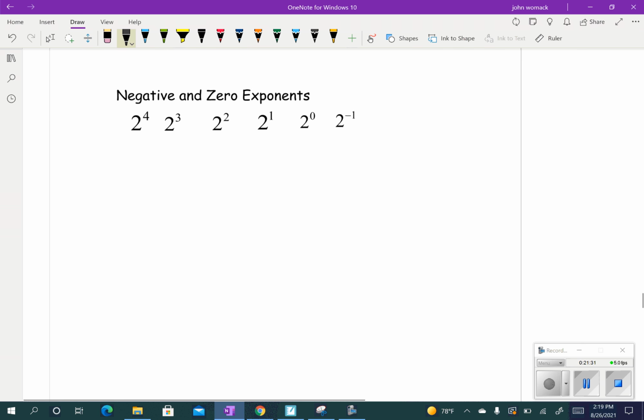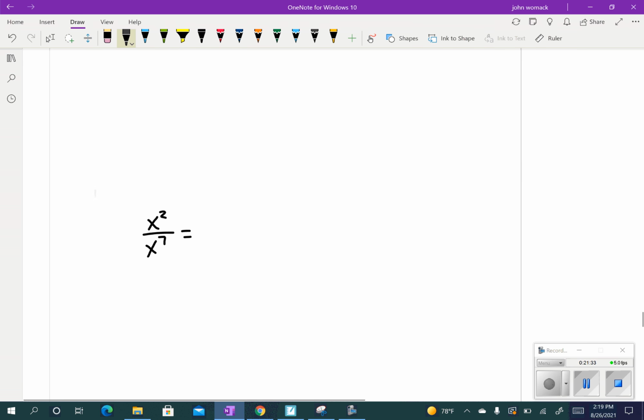I'm going to skip past that. We kind of already explained that. Okay, so if I have x squared over x to the 7th, that would just be x, and I take the top minus the bottom, 2 minus 7. That comes out to be x to the negative 5. Well, again, don't leave negative exponents in your answer, so I'm going to flip it over. That's the same thing as 1 over x to the 5th. There's our simplified form.